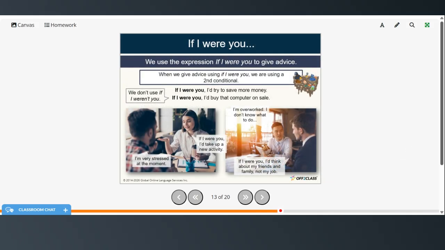We use the expression if I were you to give advice. When we give advice using if I were you, we are using a second conditional. We don't use if I weren't you. So if I were you, I'd try to save more money, or if I were you, I'd buy that computer on sale. I'm very stressed at the moment.